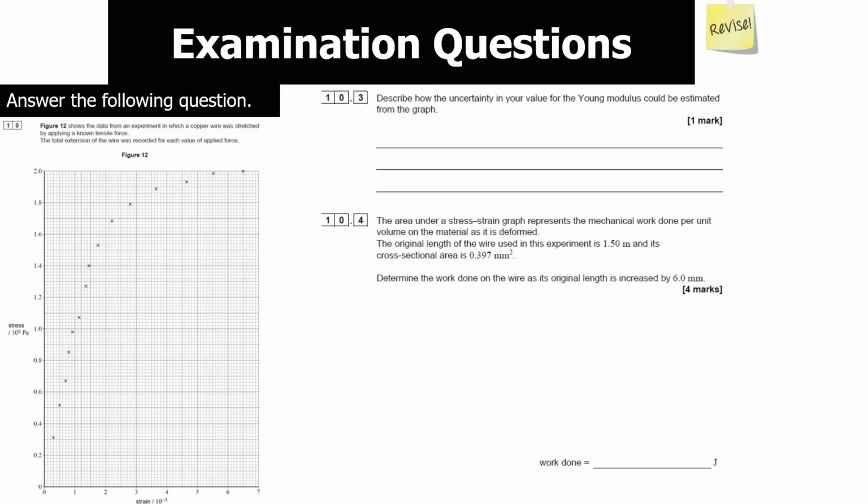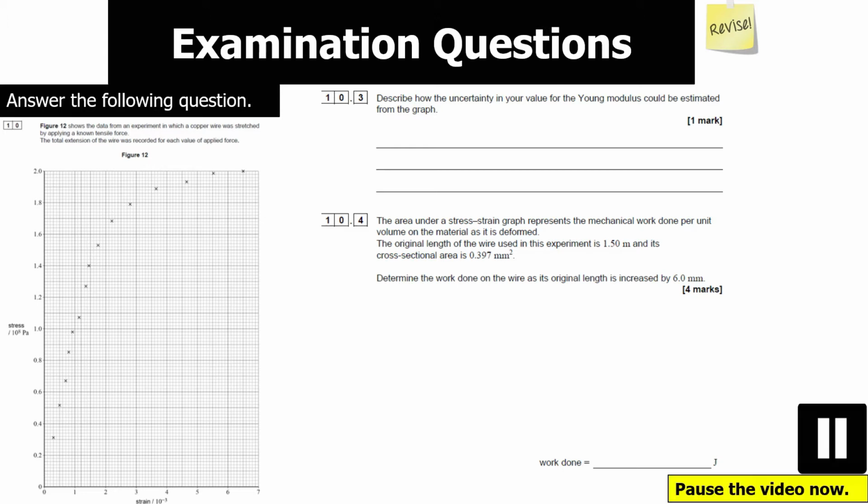The next question says, describe how the uncertainty in your value for the Young modulus could be estimated from the graph, and then the area under a stress-strain graph represents the mechanical work done per unit volume on the material as it is deformed. The original length of the wire used in the investigation is 1.50 meters and its cross-sectional area is 0.397 millimeters squared. Determine the work done on the wire as its original length is increased by 6 millimeters. So pause the video now, then unpause the video when you want to go through your answer.